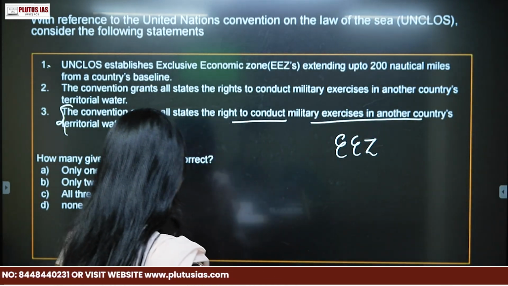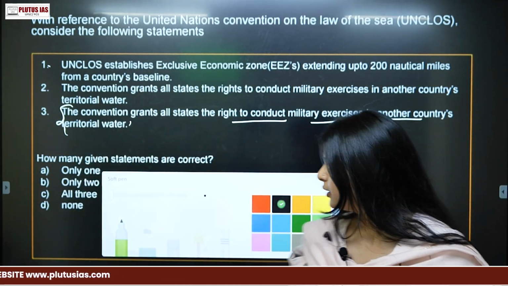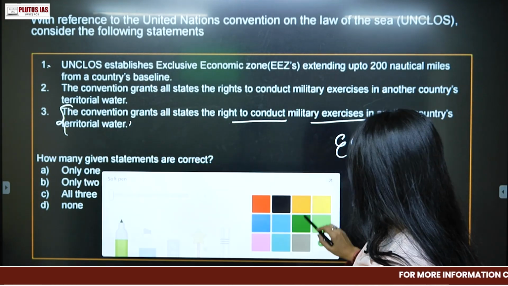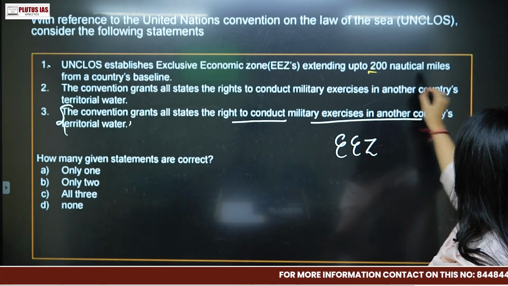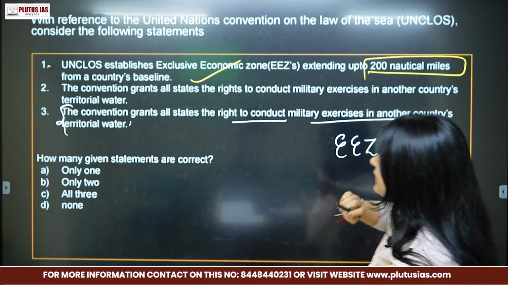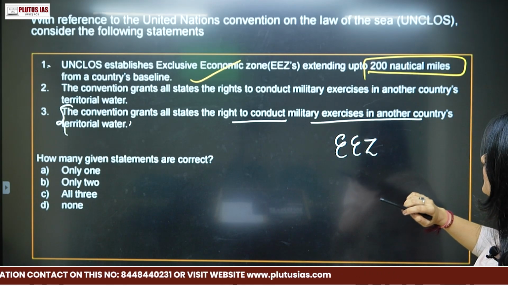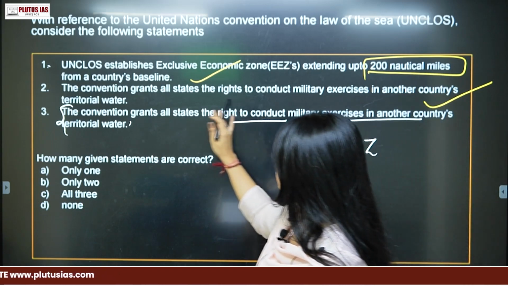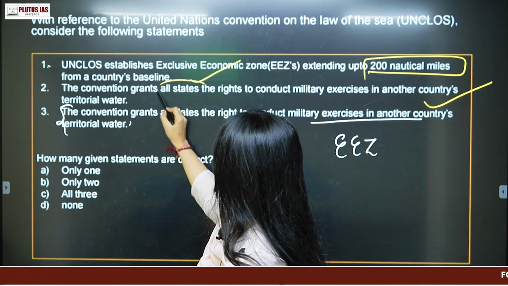Okay, I will repeat the question again. It is saying that UNCLOS established EEZ extending up to 200 nautical miles. This we have seen from the country's baseline, definitely. Second is convention grants all states the right to conduct military exercise in another country's territorial water. Yes, that is not all the states, please understand.